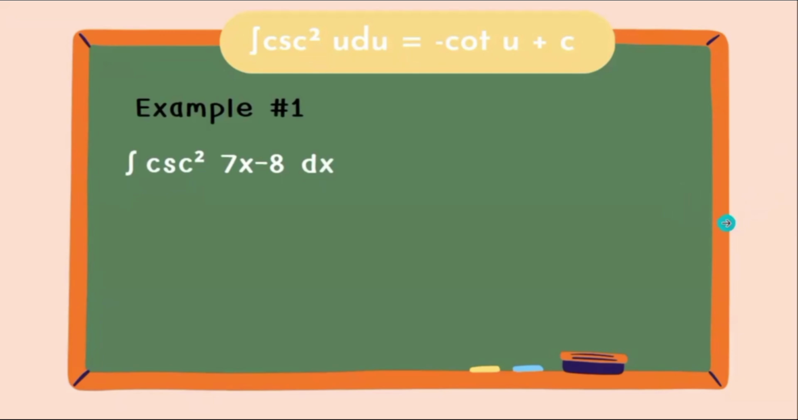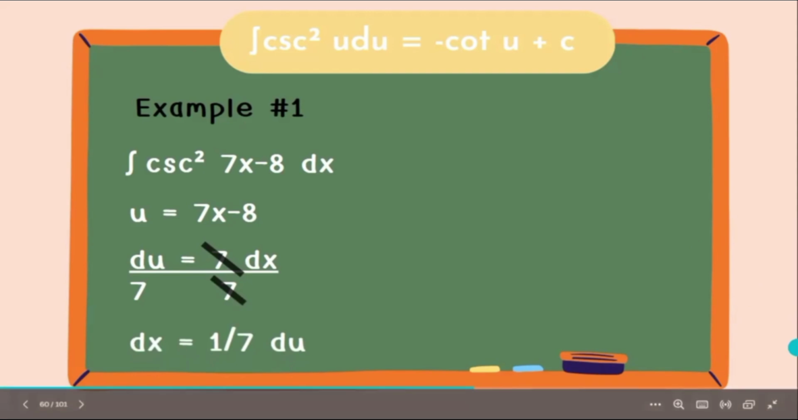First, we need to identify the value of u, which is u is equal to 7x minus 8. Then, identify the value of du, which is du is equal to 7 dx. Now, we will divide the value of du by itself, 7 divided by 7. Then cancel 7. And now we have dx is equal to 1 over 7 du.